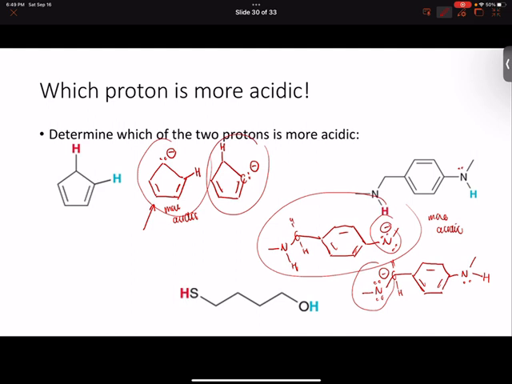And I think the last one's pretty easy, since we already know that if we're comparing an oxygen negative and a sulfur negative, our sulfur is going to be more acidic, right? Because it weighs more. So then this one's going to be more acidic.